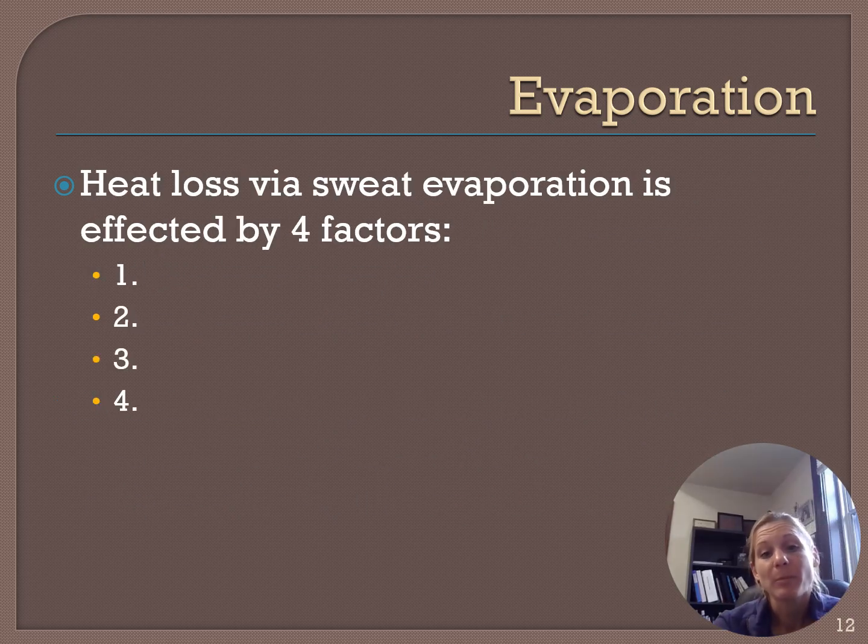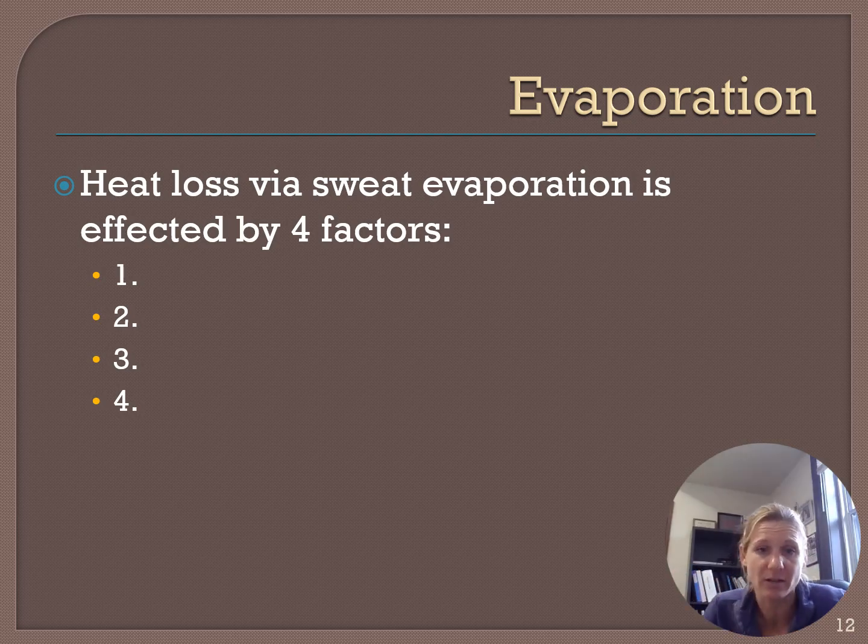So when we think about evaporation and heat loss through our sweat, it's affected by four factors. Number one, humidity. Number two, electrolyte concentration. Number three, air temp. And number four, clothing. Okay, so we think about humidity. Again, the more humid the environment, the more difficult it is for us to evaporate because that air is already saturated with water molecules. So it's more challenging for those water molecules to be accepted when the air is already dense with water.